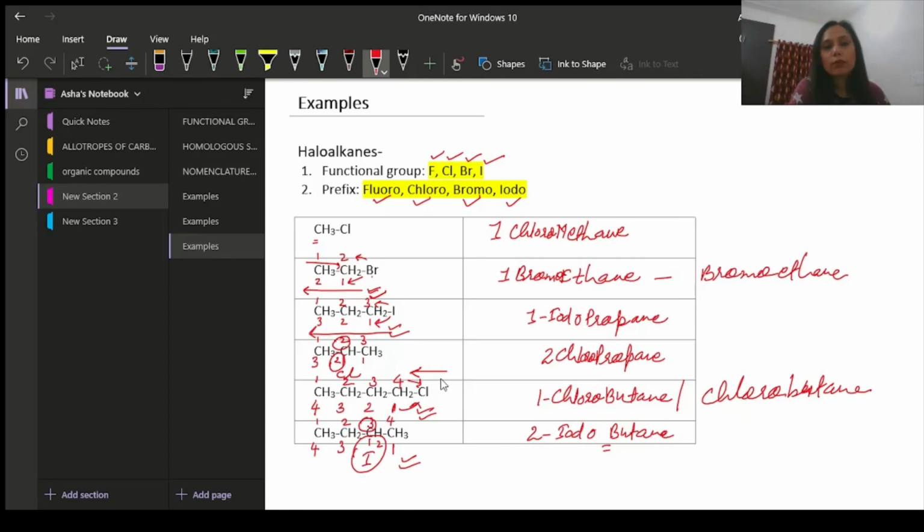So I hope that in this session you are able to understand how to name these compounds. And in our next session we are going to understand about the naming of alcohol, aldehydes, ketone and carboxylic acid.